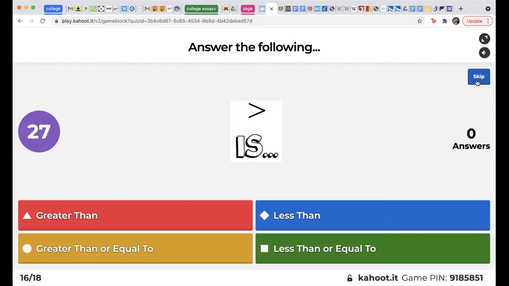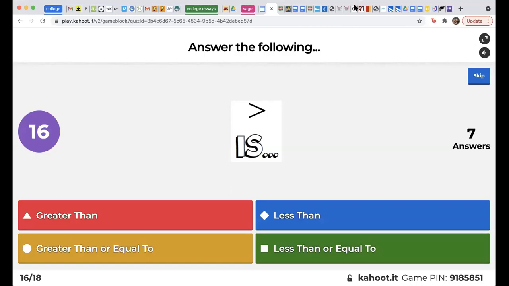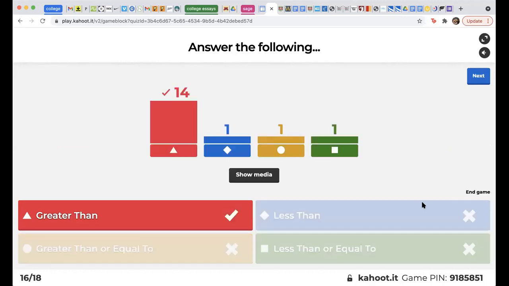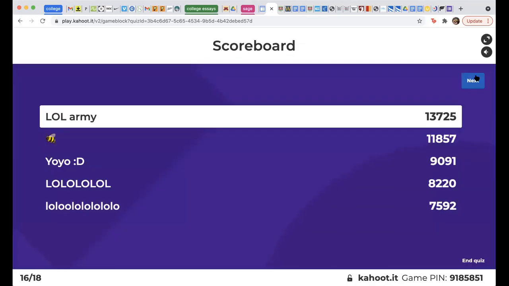I can't see the problem. It'd be better if you didn't share your screen right now. Sorry, but nobody can see it. Here's the thing. In the beginning of the Kahoot, you can choose if players can see the problems on their screens. Really? Oh, I'm so sorry. I did not know that. That's pretty cool, actually.